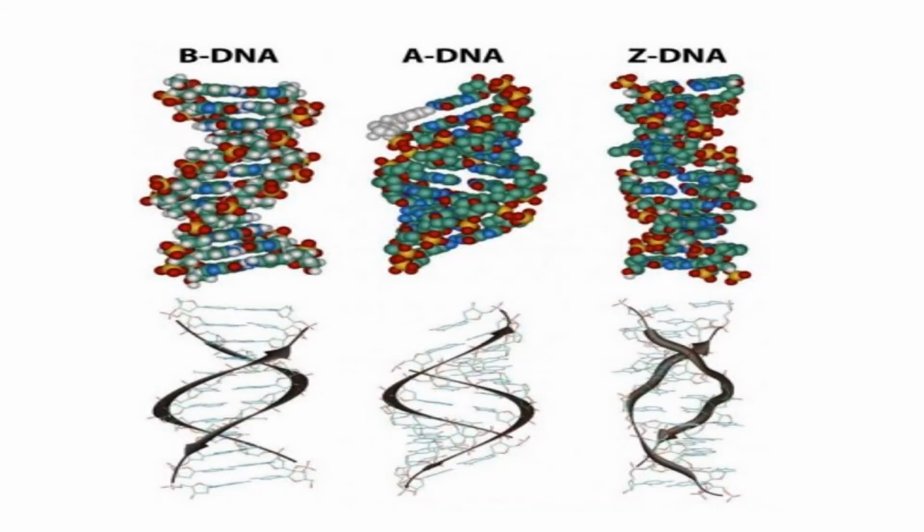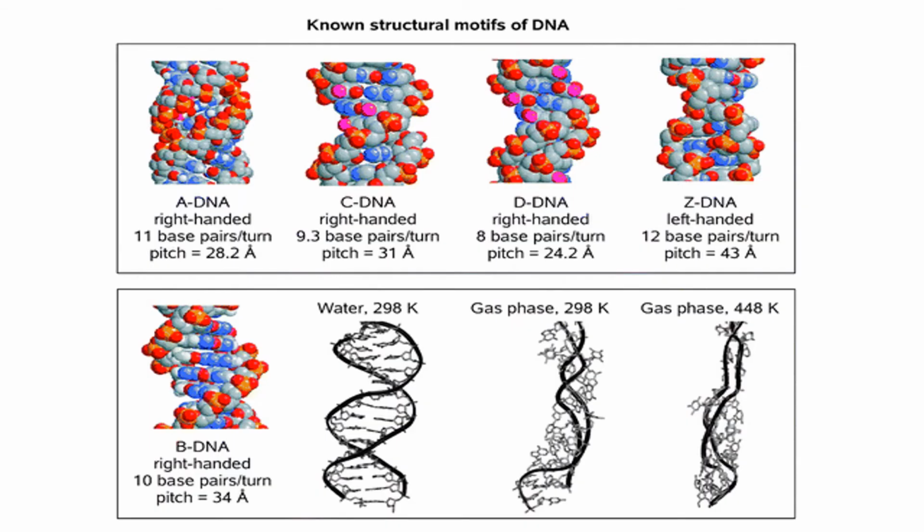Different forms of DNA are found, as shown in the figure: B, A and Z DNA. These structural motifs of DNA are known to us. Number 1, A DNA, is right-handed. Number 2, C DNA, is also right-handed, and their base pairs are given here. Then D DNA, Z DNA and B DNA.